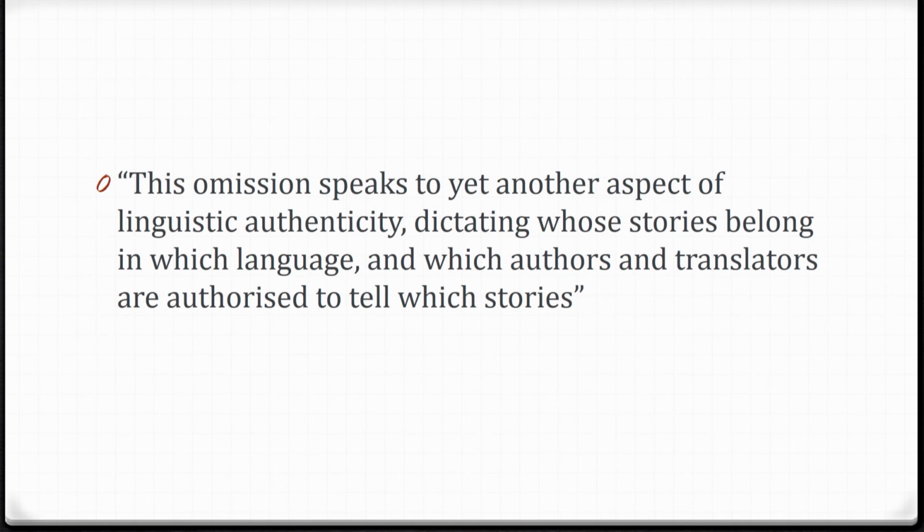And in her own words, the omission speaks to yet another aspect of linguistic authenticity, dictating whose stories belong in which language and which authors and translators are authorized to tell which stories. This is pretty much self-explanatory, and it also opens up the possibility of asking many different questions as far as the Indian literary tradition is concerned.